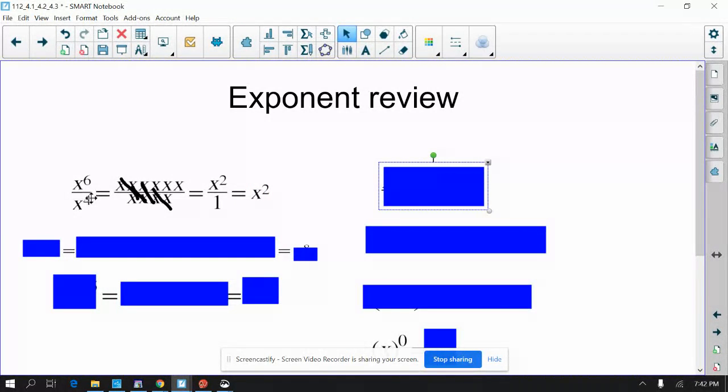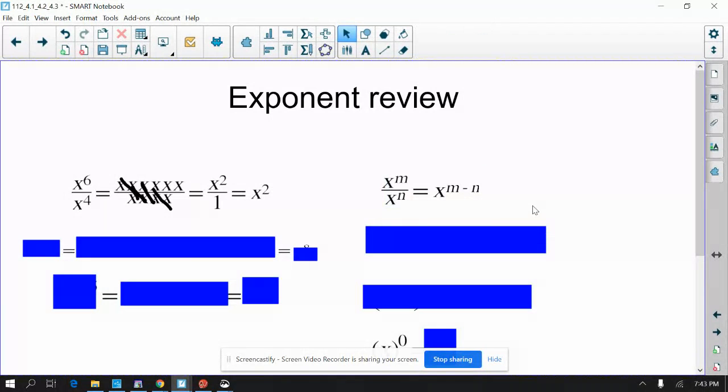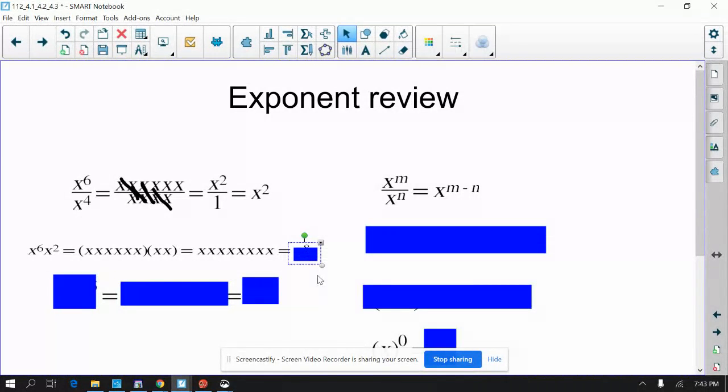So from the beginning all the way to the end, we could just skip the middle stuff if we remember that you just subtract the exponents. 6 minus 4 gives you 2. So that's the shortcut. What about when you multiply powers? So x to the sixth times x to the second. Well, x to the sixth is 6 x's. x to the second is 2 x's. And when you multiply all these, you really have 8 x's. So it's really x to the eighth.